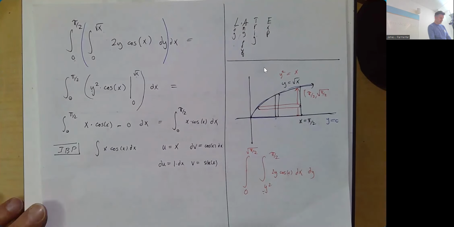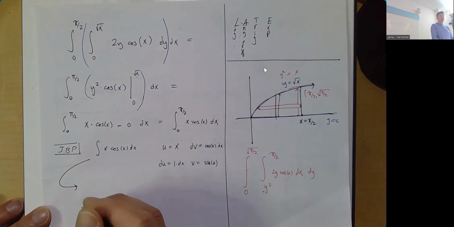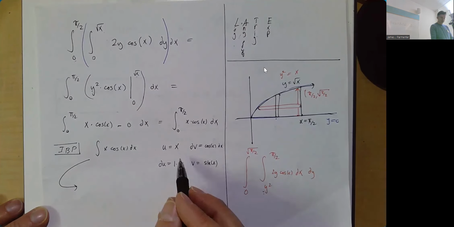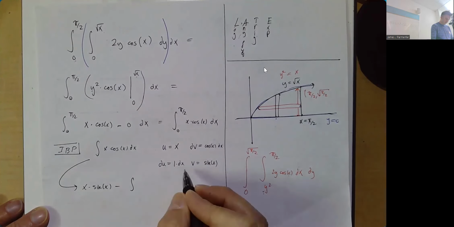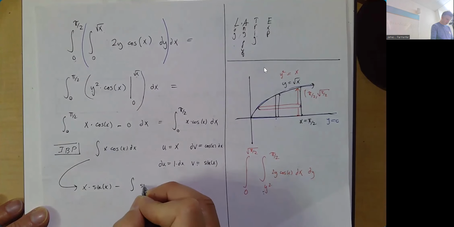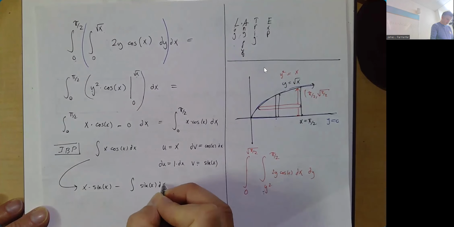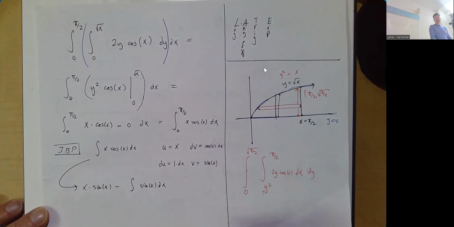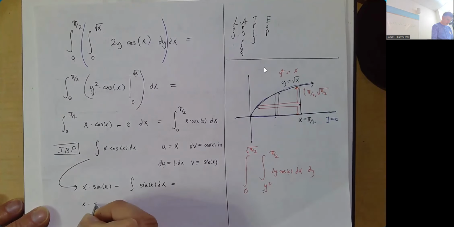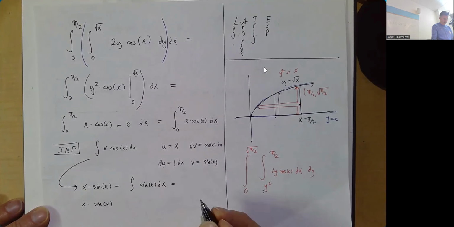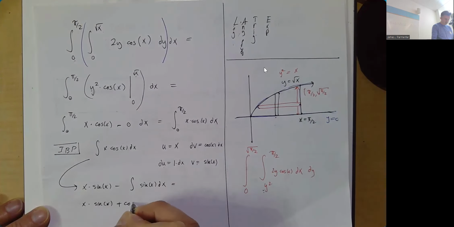And then we just throw everything into our formula, ultraviolet super voodoo. uv minus the integral of v du. The antiderivative of sine is negative cosine. So we're going to end up getting x times sine of x minus negative cosine of x, which is plus cosine of x.